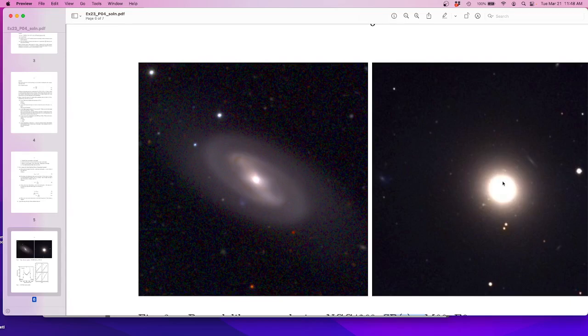And then this last one. Elliptical. This is God's flashlight. This is the roundest elliptical I could find. It's an E0.